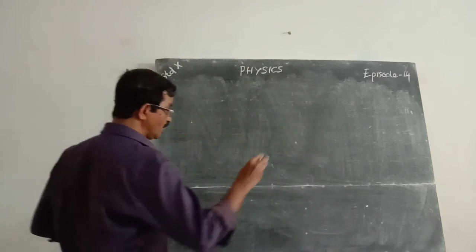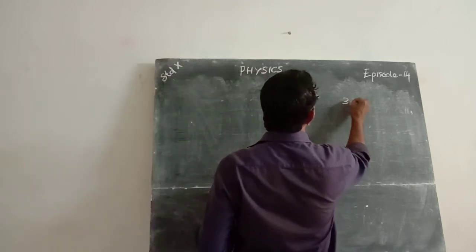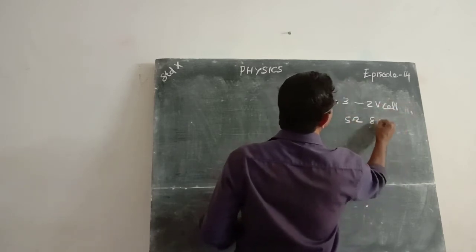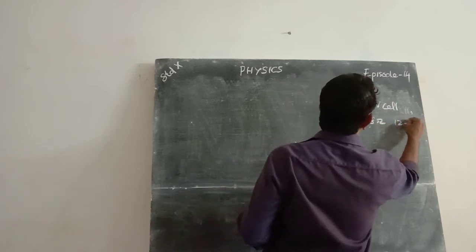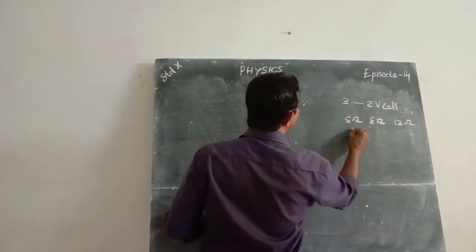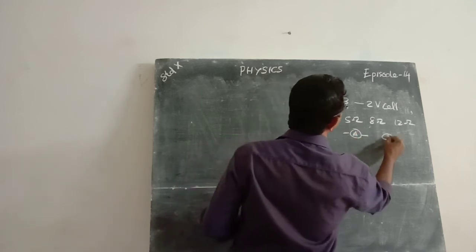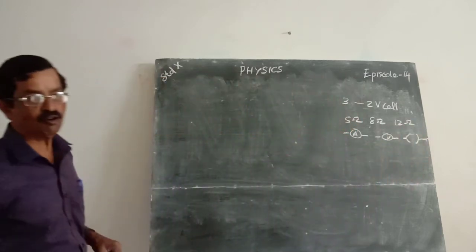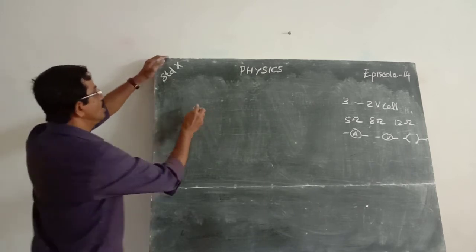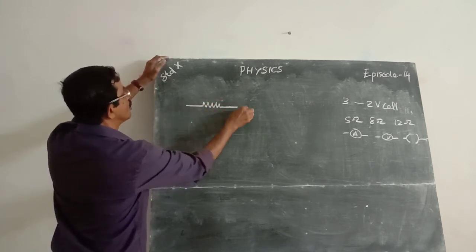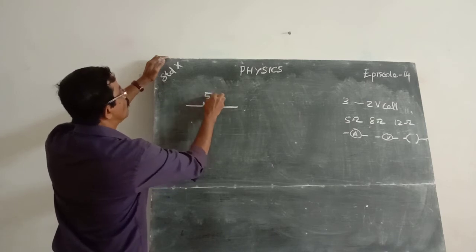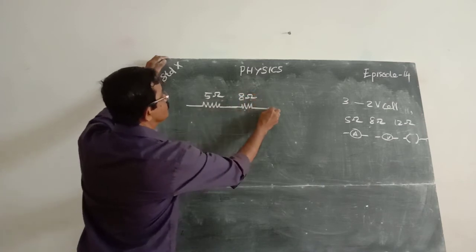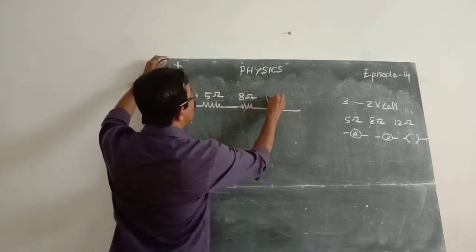These are the things you want to redraw: three 2-volt cells, then 5 ohm, 8 ohm and 12 ohm resistors. Then you want to include an ammeter, a voltmeter and also a plug key. These are the things you want to include in the circuit. First, we can take this as 5 ohm, then 8 ohm, then 12 ohm.